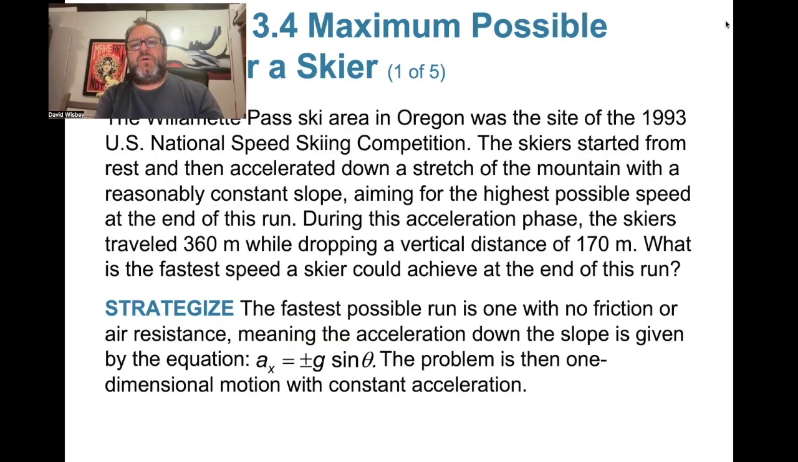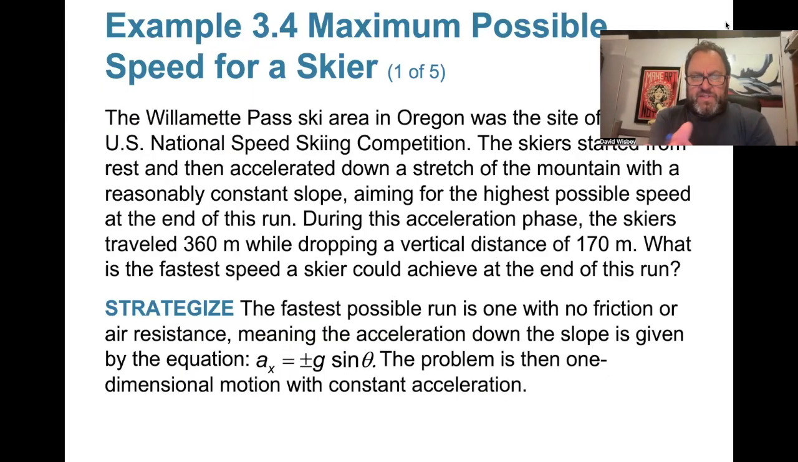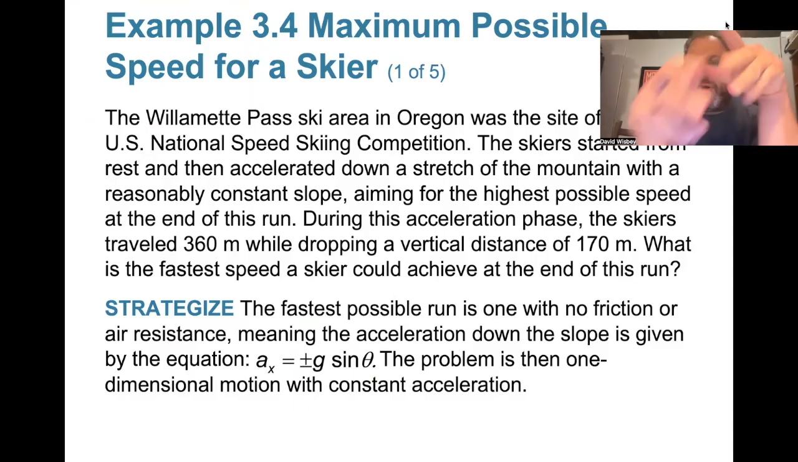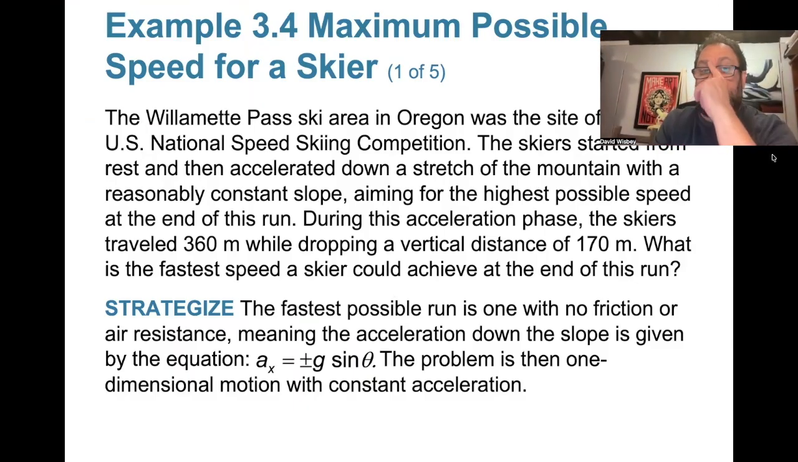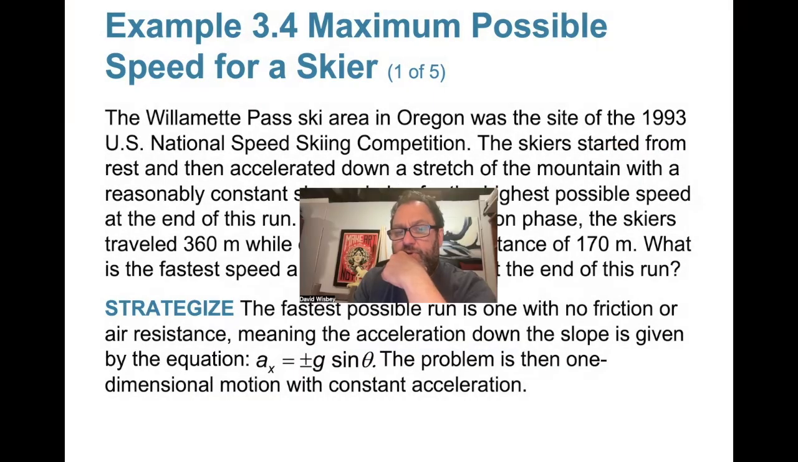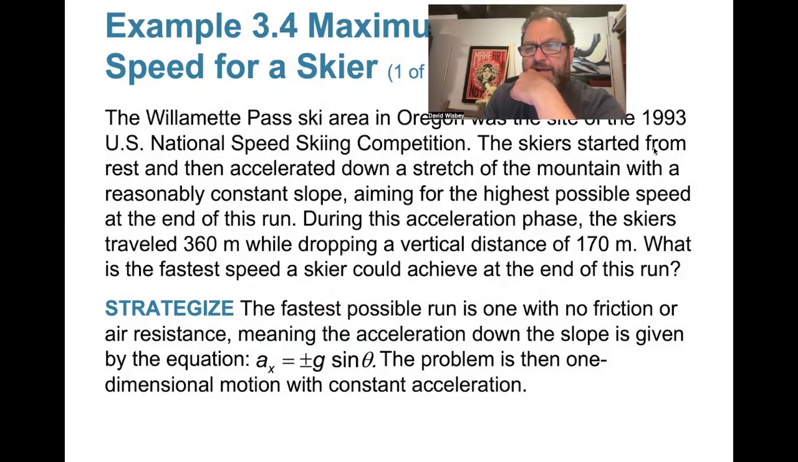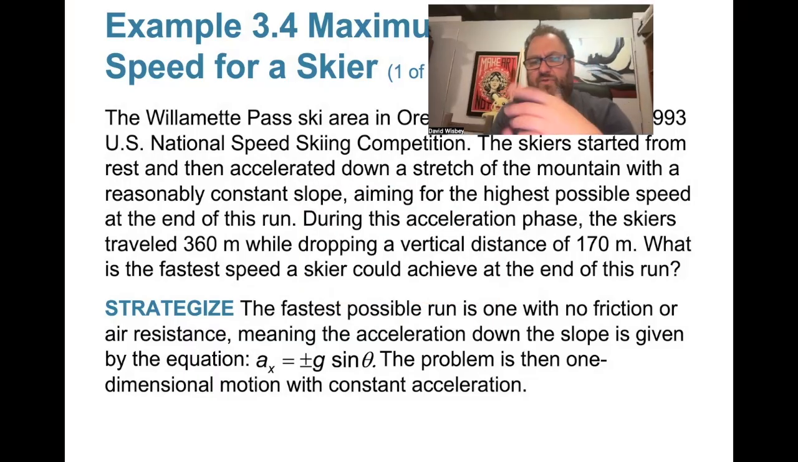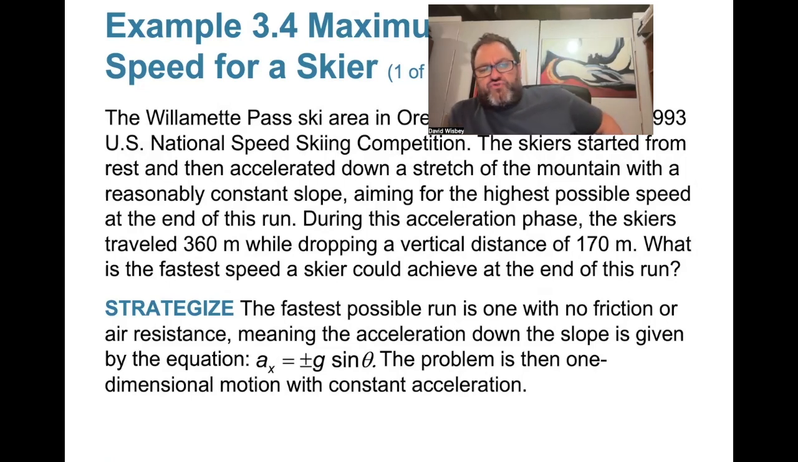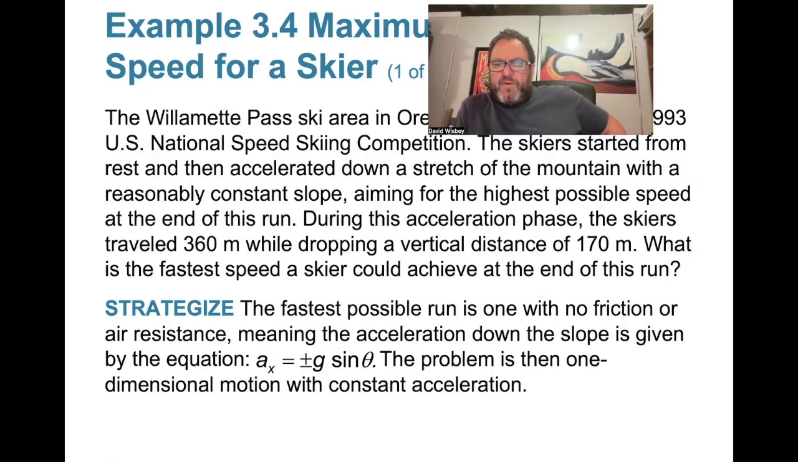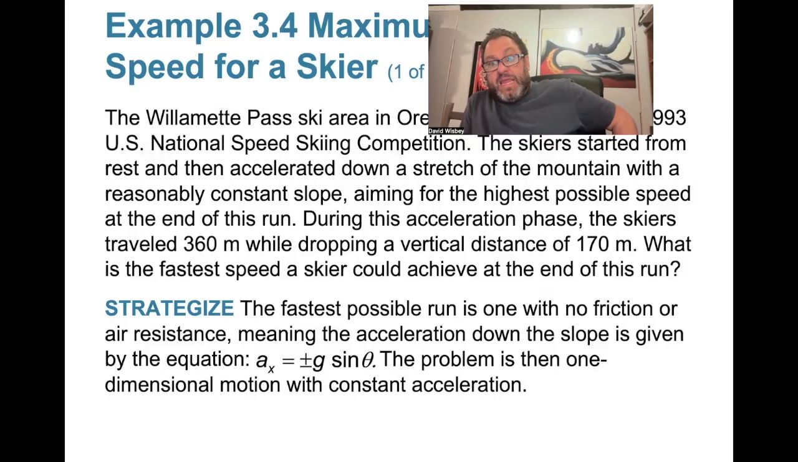Maximum possible speed for a skier. Willamette Pass Ski Area in Oregon was the site of the 1993 U.S. National Speed Skiing Competition. The skiers started from rest and then accelerated down a stretch of the mountain with a reasonably constant slope, aiming for the highest possible speed at the end of this run. During this acceleration phase, the skiers traveled 360 meters while dropping a vertical distance of 170 meters. What is the fastest speed a skier could achieve at the end of this run?